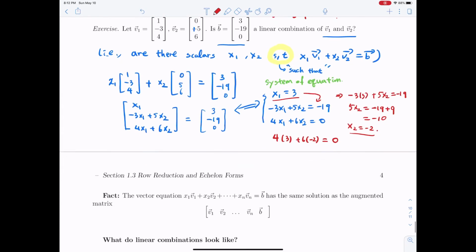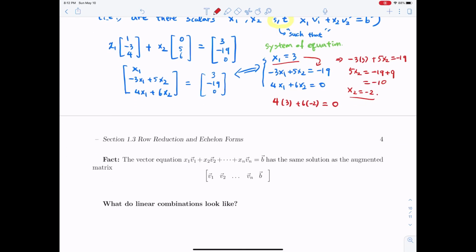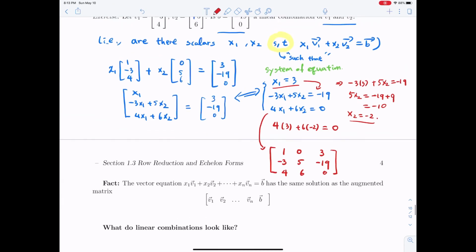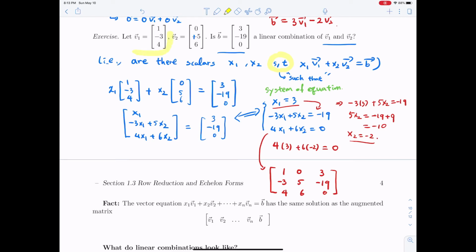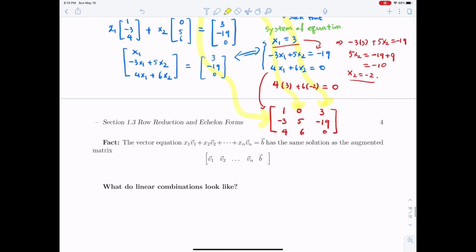So the given vector b is a linear combination of v1 and v2, and you can write b as 3v1 minus 2v2. Here, one thing that we can observe is that if you write the system of equations as an augmented matrix, this gives you 1, 0, 3, and -3, 5, -19, and 4, 6, and 0. If you compare this with the given information above, v1 was (1, -3, 4), so this goes to the first column, v2 goes to the second column, and b goes to the third column. So in general, the vector equation x1 v1 plus x2 v2 plus ... plus xn vn equals b has the same solution as the corresponding augmented matrix.